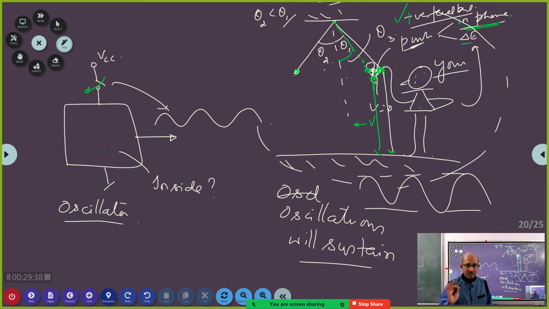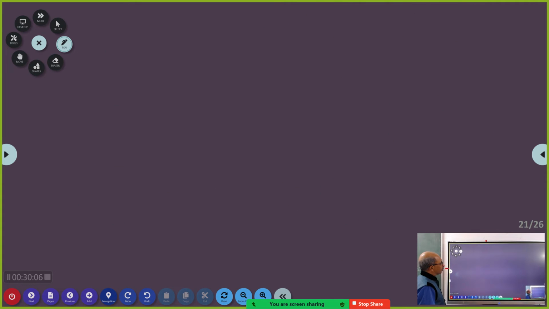Then the gain is 1. There is no increase in the amplitude or decrease in the amplitude. So the gain is 1. The loop gain is 1. So what I want to tell you here is something like this. Here you see the loop gain is 1, right? Then only the oscillation is sustained. Okay, understood? Yes, sir. Good. Okay, now stage by stage, or step by step, you should understand.